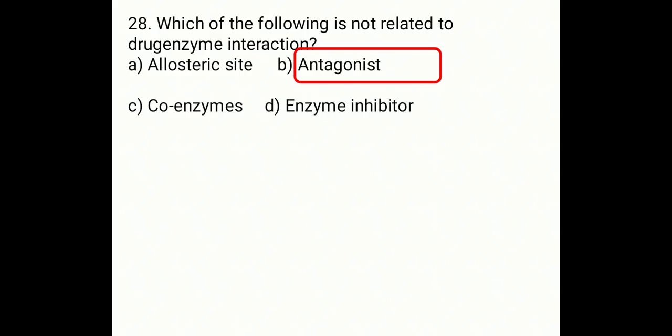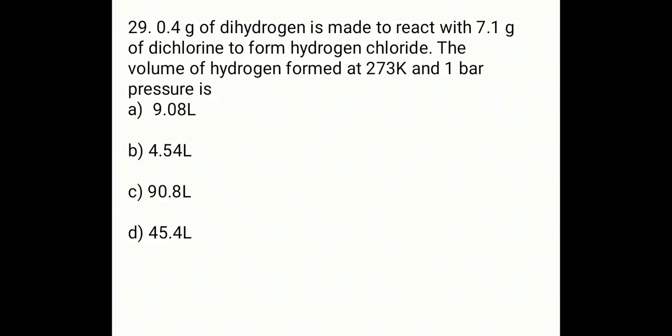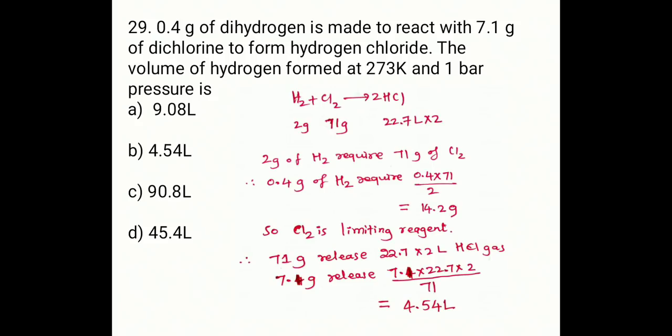29th, 0.4 gram of dihydrogen is made to react with 7.1 gram of dichlorine to form hydrogen chloride. The volume of hydrogen chloride formed at 273 Kelvin and 1 bar pressure. Remember, it is the limiting reagent concept. So here, 2 gram reacts with 71 gram to give rise to 22.7 into 2. 22.7 I have taken because of 1 bar pressure. If it is 1 atmosphere, 22.4, but it will not make much difference in the answer, but 22.7 I have taken. Now how to calculate the limiting reagent? See, 2 gram of H2 reacts with 71 gram of Cl2, so that 0.4 is given, so 0.4 reacts with, so how much? 14.2.